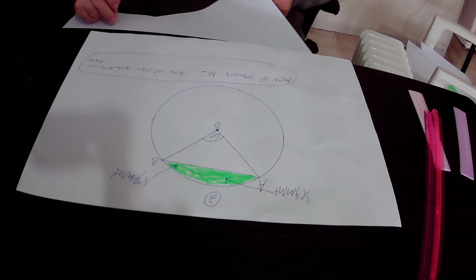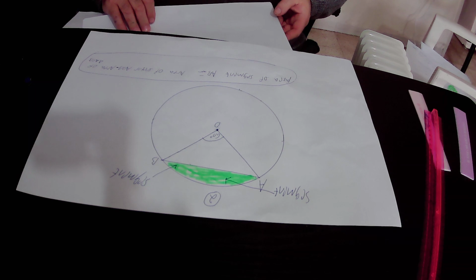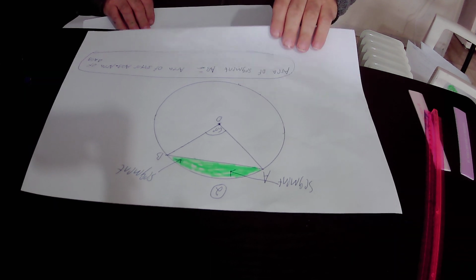Okay? So this is the definition of a segment, and the area of the segment is the area of sector AOB minus the area of triangle AOB. Okay?